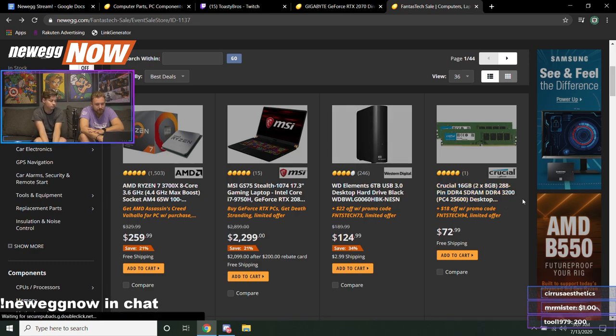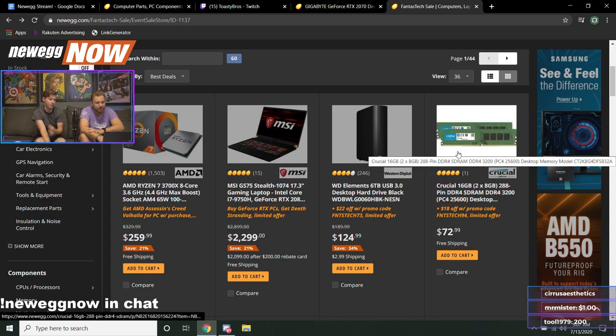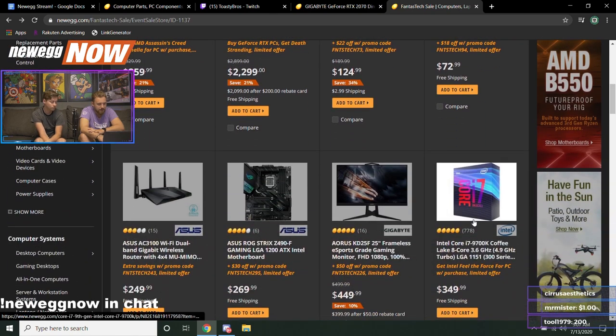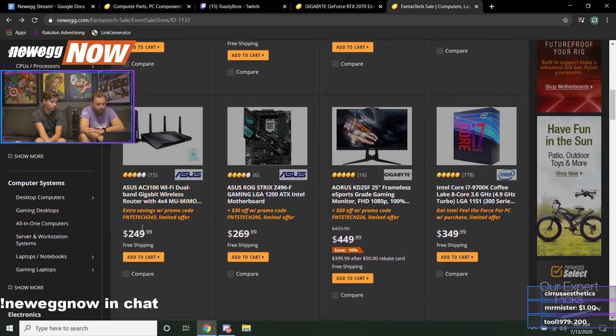16 gigs of DDR4, 3200 megahertz for $72, $18 off. It's not really a great deal for basic. I don't know about that. It's not amazing. A router, I would not pay $249 for a router. That's just me though. $30 off this Z490 motherboard would make it $239. That's still pretty expensive for a motherboard.